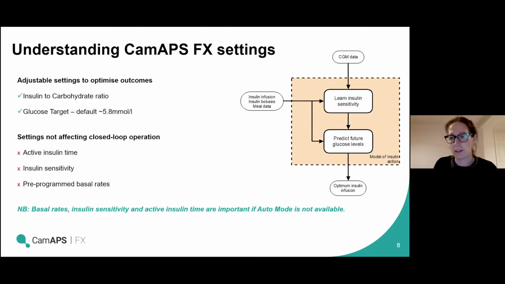If auto mode is not available, so during a sensor change for a short period of time, then it's important that these are accurate. But just to be aware that changing the active insulin time is not going to affect closed loop insulin delivery.